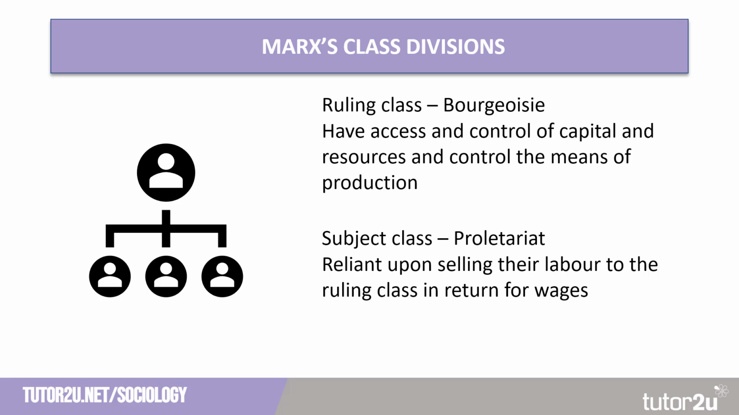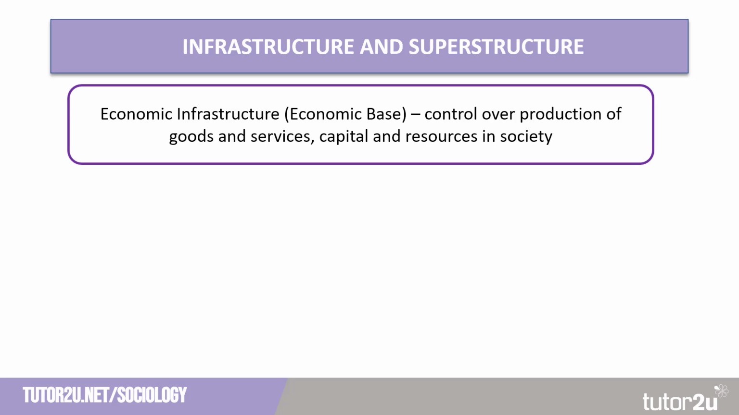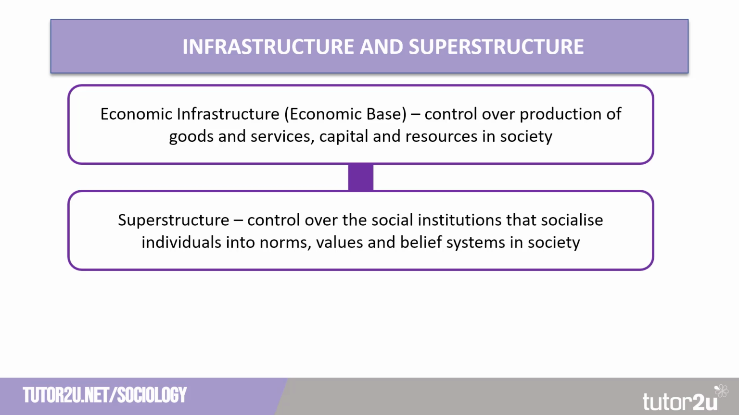However, there is more to Marx's definition of social class and how the ruling class exert control over others than a simple relationship to the means of production. A further aspect of social class is the extent to which the ruling class exert control over the subject class. Marx outlined that as the ruling class control the economic infrastructure, they are also able to control society's superstructure, the social institutions that socialise individuals into the norms, values and beliefs in society.